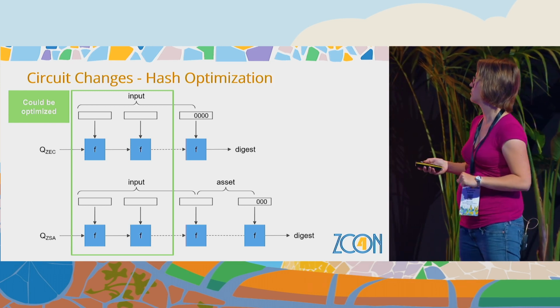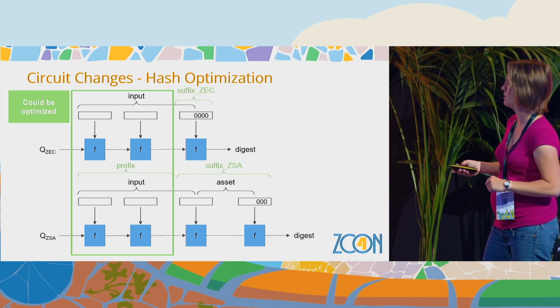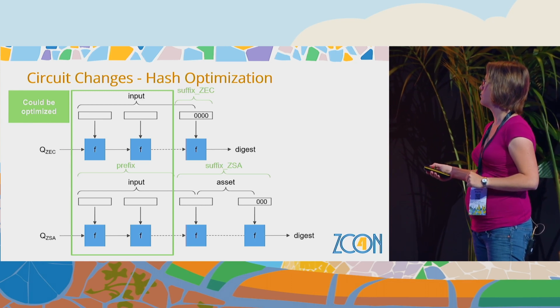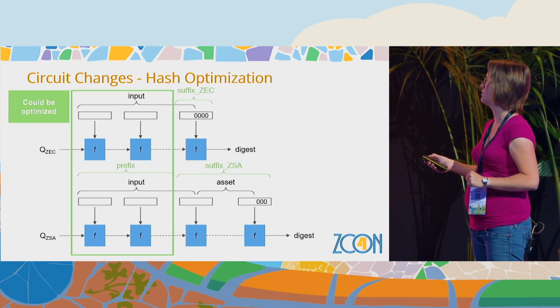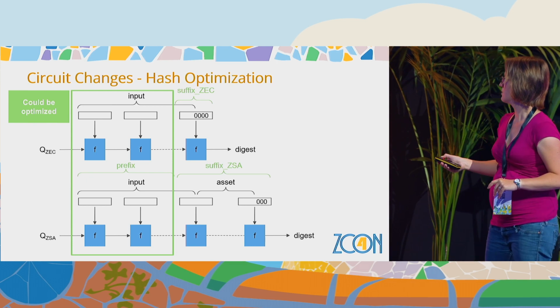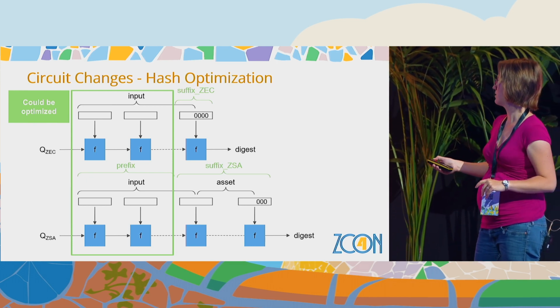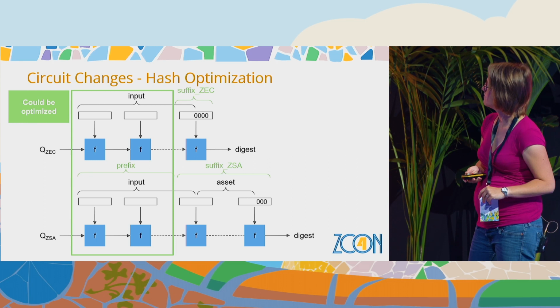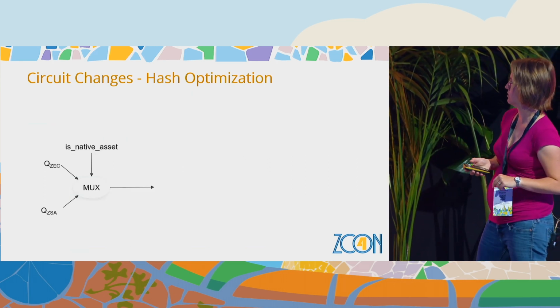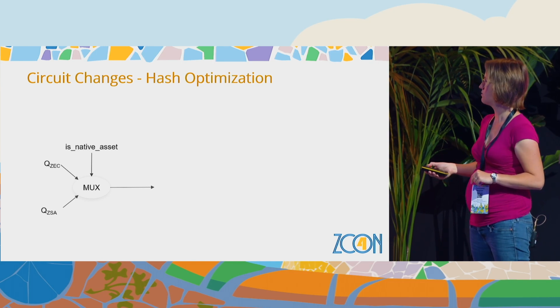So I will just introduce some names. Just like this, it will be easier to explain the modification. I will call prefix the common blocks between the ZEC and the ZSA input. I will call suffix ZEC the last blocks of the ZEC hash, and suffix ZSA the last blocks of the ZSA hash.